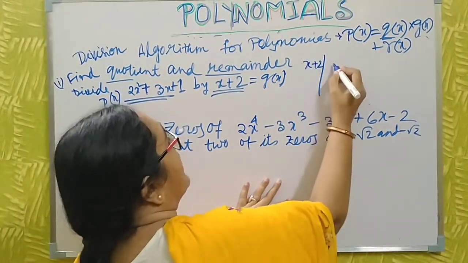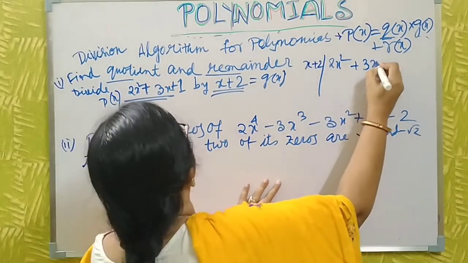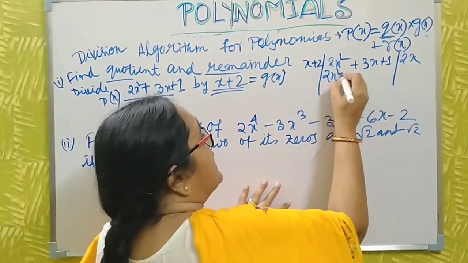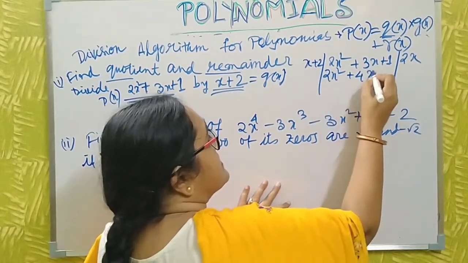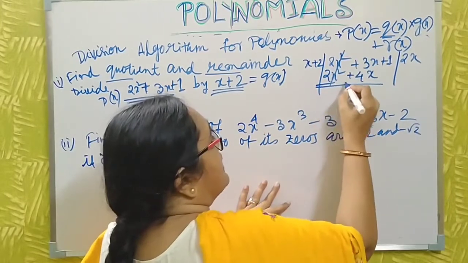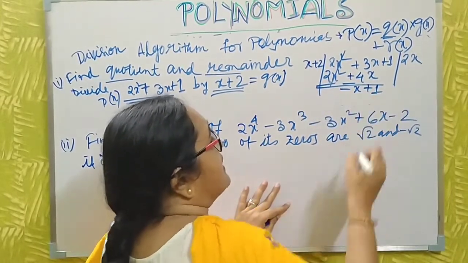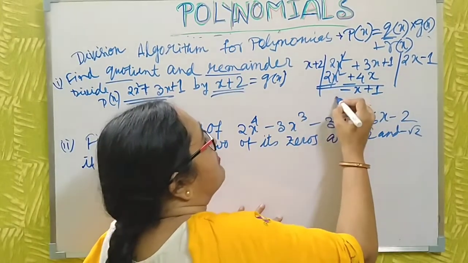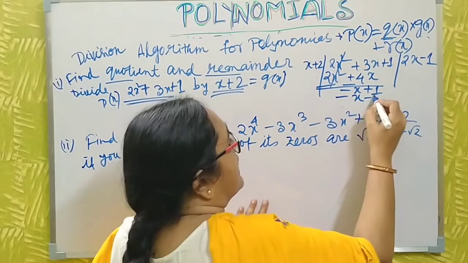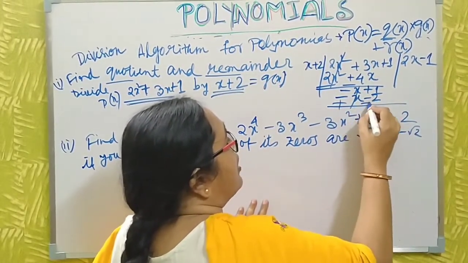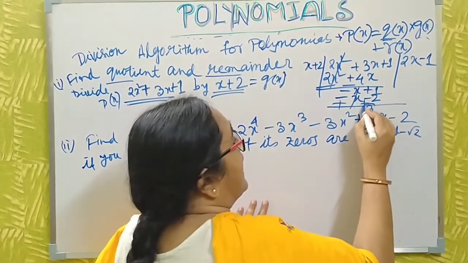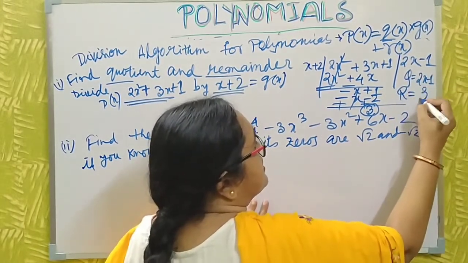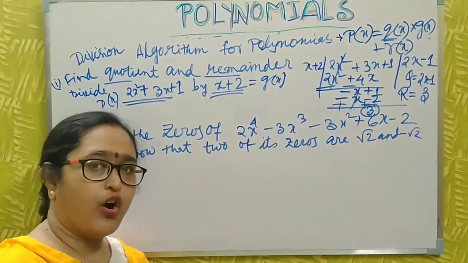Now I do the division here. x plus 2 is the divisor and the quotient is 2x square plus 3x plus 1. Multiply by 2x: 2x into x is 2x square, then 2x into 2 is 4x. Then you cut it here and you get minus x plus 1. If you multiply again by minus 1, this is minus x and minus 2. Then this is 0 and this is 3. The quotient is 2x minus 1 and the remainder is 3.